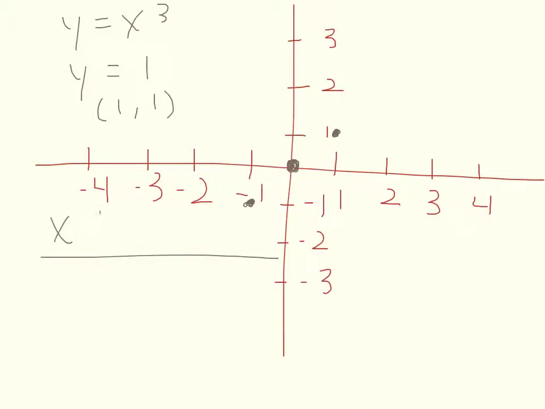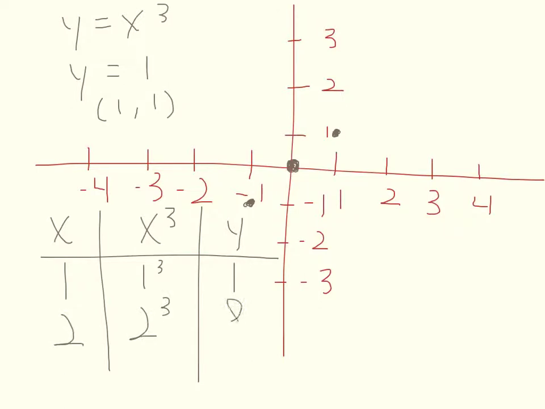So let's just make a table again. We've plugged in 1 so far. We had 1 cubed, which was 1. And then let's plug in 2. 2 cubed, which is 8. I don't actually have enough space on here, but it would be somewhere way up there.